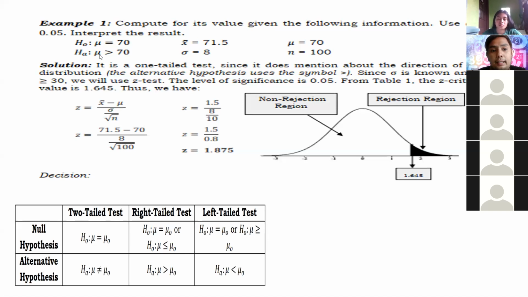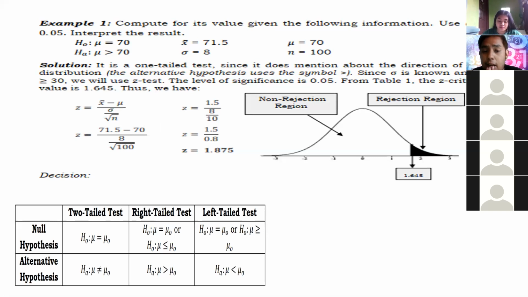Pero makikita natin dito, we have our null hypothesis as equal, but our alternative hypothesis as mu is greater than 70. So tingnan natin dito sa baba. Ano ang alternative? Alternative is greater than. So ibig sabihin, it's a right-tailed. Okay po, right-tailed siya. So this is one-tailed. Please take note of that. Okay, ngayon, paano natin to isosolve? Or paano tayo mag-draw ng conclusion dito?